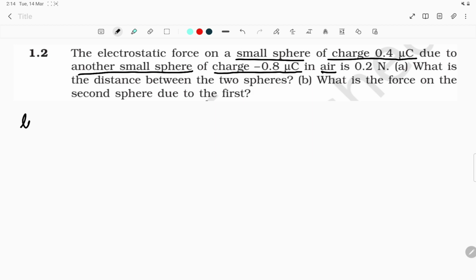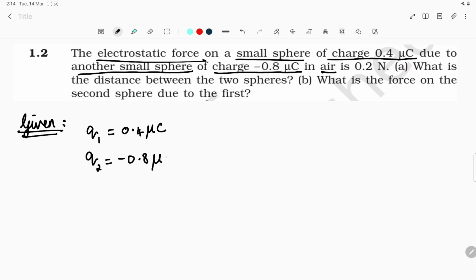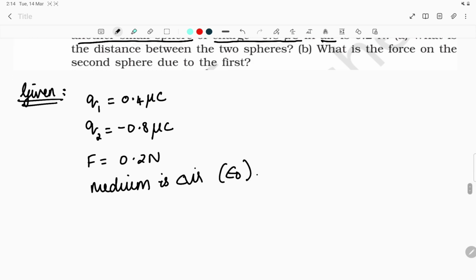First, what is given? The electrostatic force on a small sphere of charge Q1 is equal to 0.4 microcoulomb, due to another small sphere whose charge is minus 0.8 microcoulomb, and the force between them is F equal to 0.2 Newton. Since they are in air, the medium is air, so we can use epsilon naught permittivity.